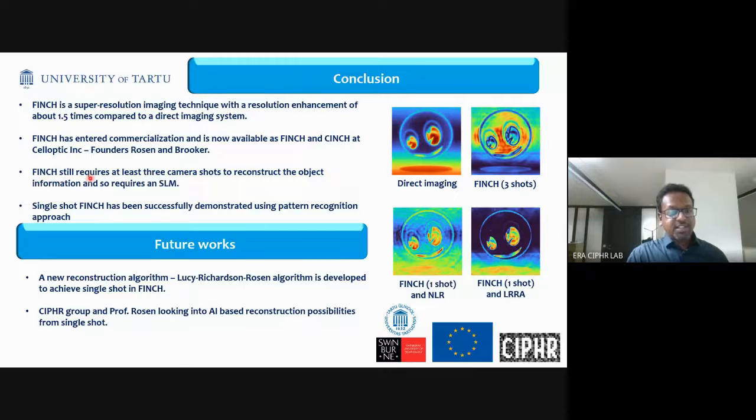And Finch still requires at least 3 camera shots to reconstruct the object information. So it requires a SLM, but single shot has been achieved using this novel pattern recognition approach. And recently, we also developed a new algorithm called the Lucy-Richardson-Rosen algorithm. Lucy-Richardson is a very widely used algorithm for deblurring object information recorded using microscopes, telescopes, or even regular cameras. So we combined one of the algorithms developed by Rosen with Lucy-Richardson, and we created this Lucy-Richardson-Rosen algorithm. With that, we were able to achieve single shot much better. So this is the result with the Lucy-Richardson-Rosen algorithm.